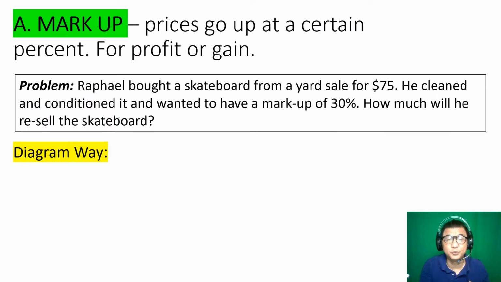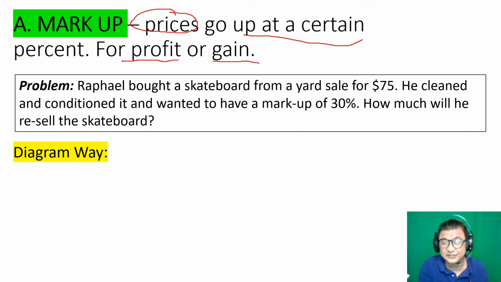Okay, so markup goes like this. Prices go up at a certain percent. You want your regular price to go up. Why? Because you want to earn profit or gain something. Think of it like businessmen. They buy something cheap and then sell it for a higher price, right? You know why some people line up in Nike stores when new shoes are coming out? They want to buy it at that price and eventually sell it for a higher price to gain something. Now you will understand this better with the problem.